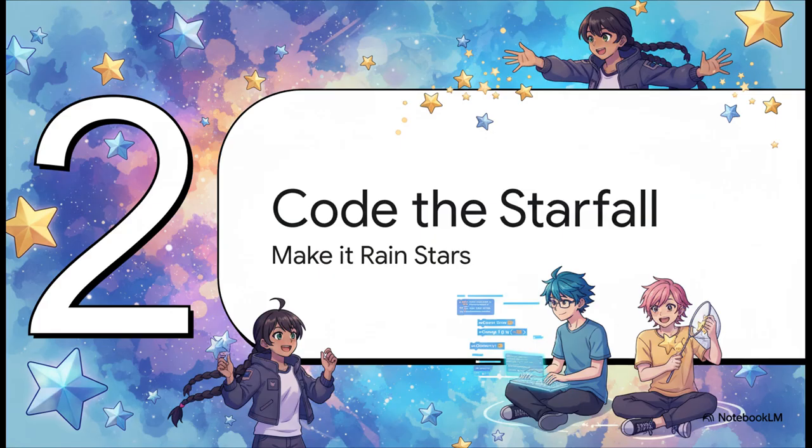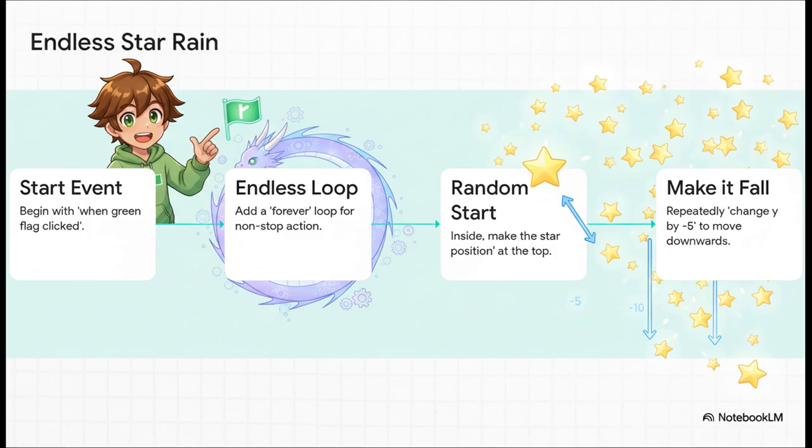We're going to write the code that actually makes our stars fall from the sky. So these four simple blocks, they are the heart of our game's action. We kick things off when the green flag is clicked. Then a forever loop makes sure the action just keeps on going. Inside that loop, we tell the star to pop up at a random spot at the top, and then we make it fall. And how do we do that? We just keep changing its vertical position, that's the Y position, down and down and down.